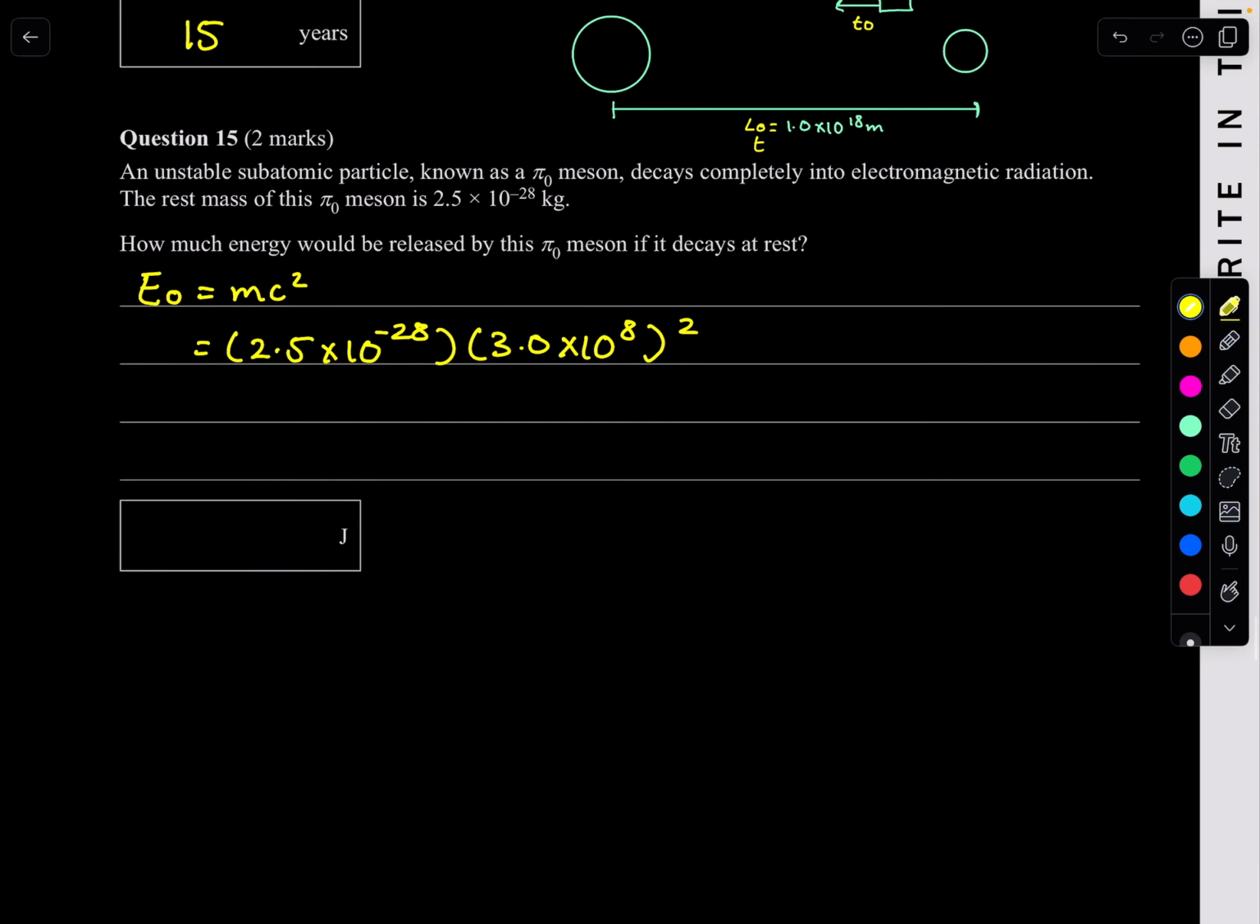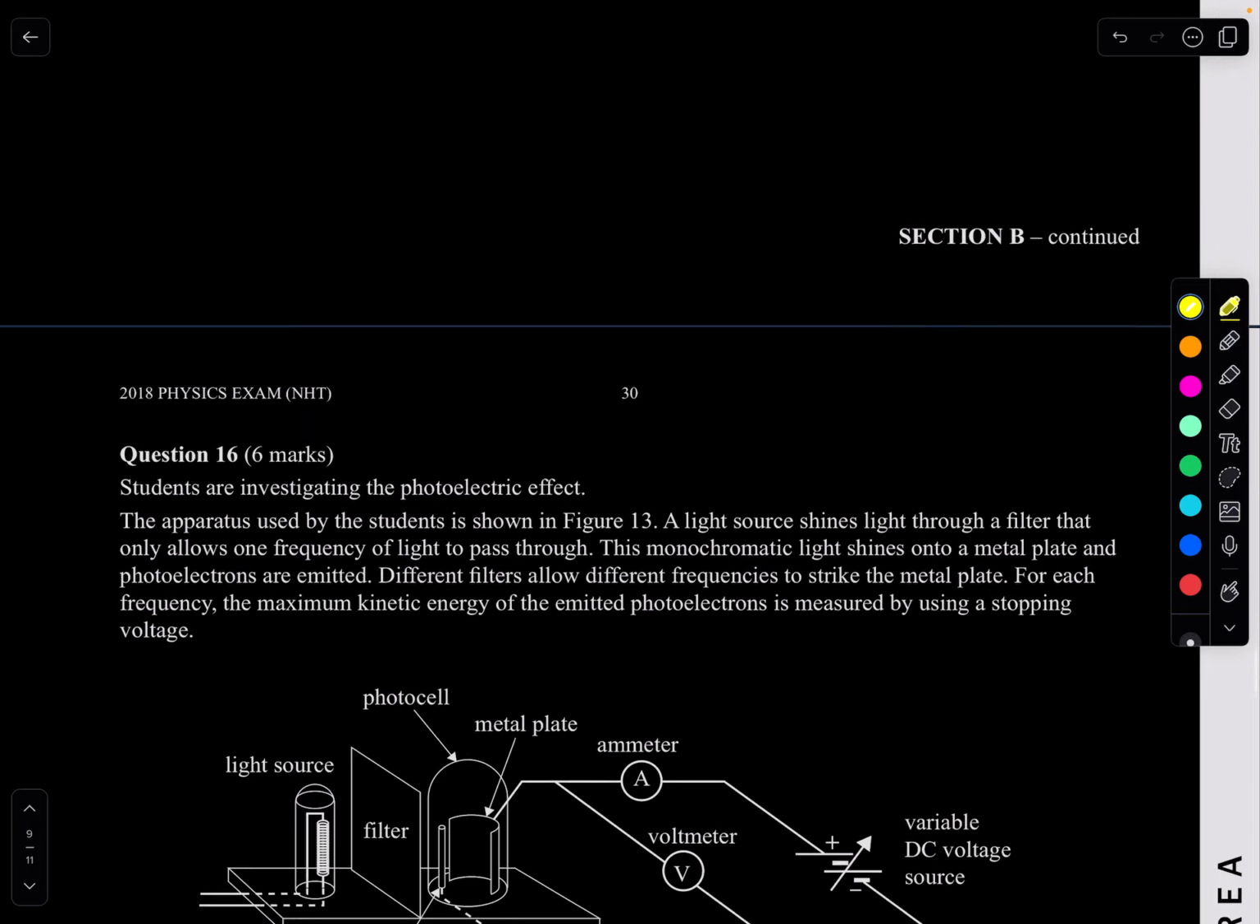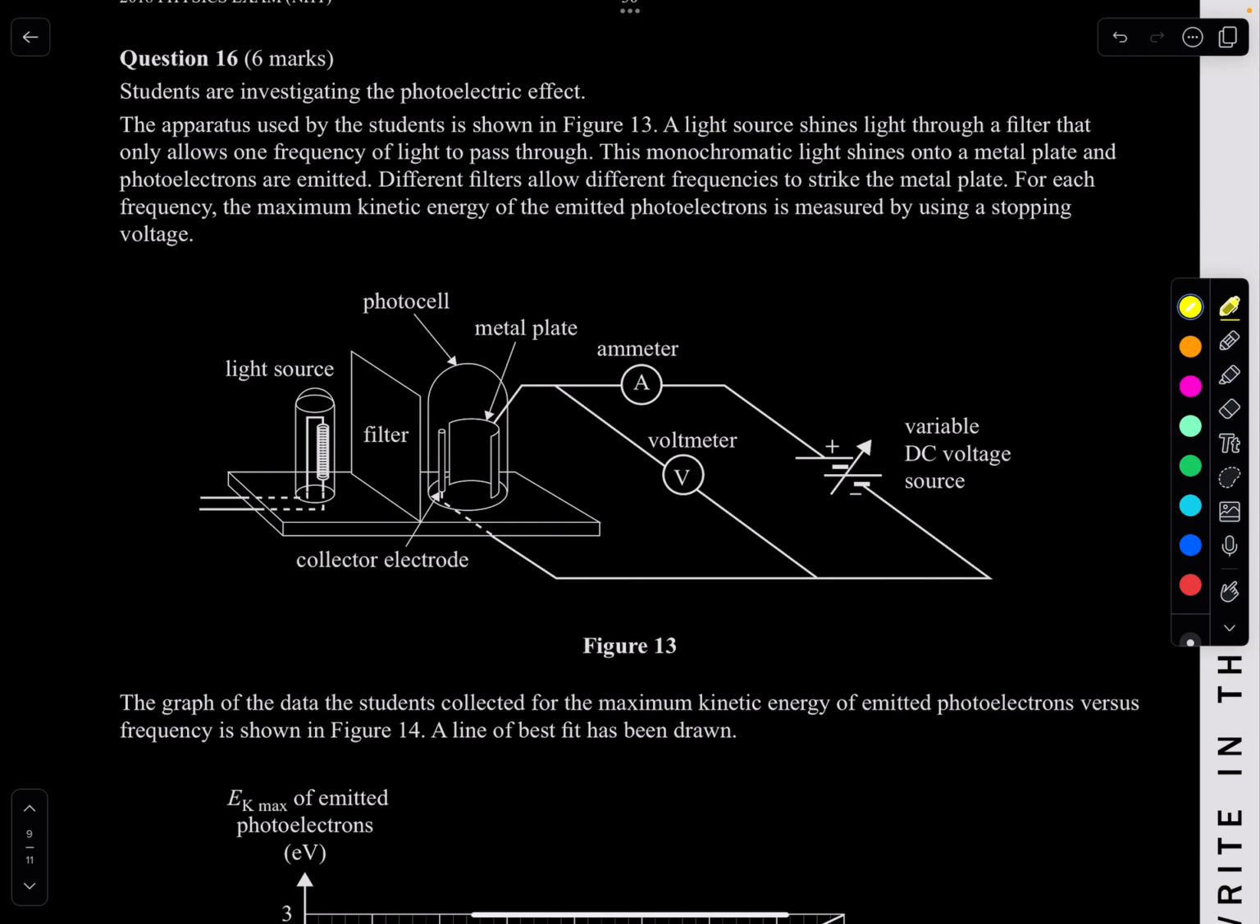So that's going to give me... I want to double check if everything's right. Have I not made any mistakes? So 3.0 times 10 to the 8 squared. Beautiful. So that gives me, to two significant figures, 2.3 times 10 to the power of negative 11 joules of energy. Beautiful.